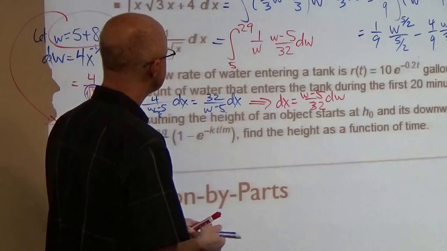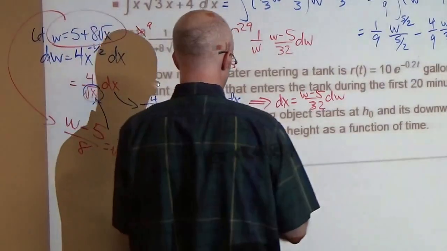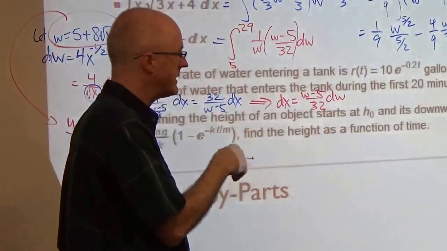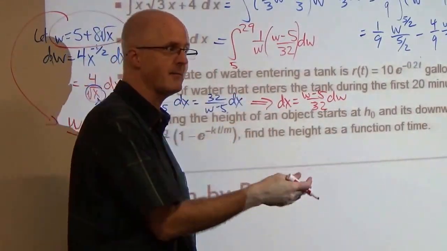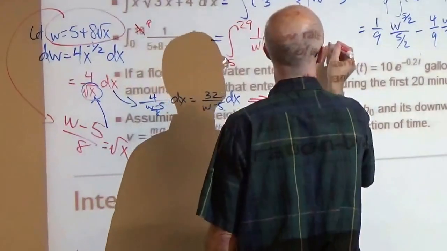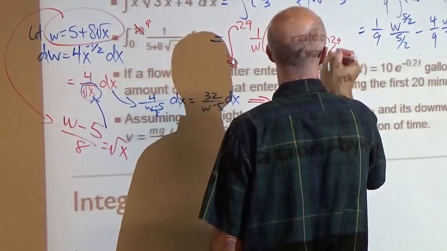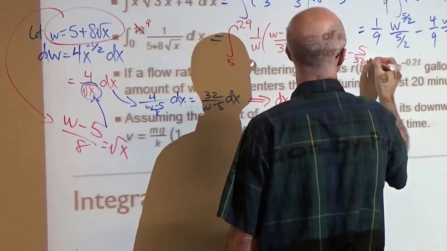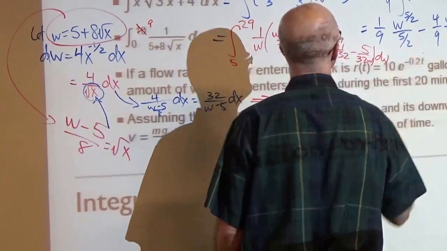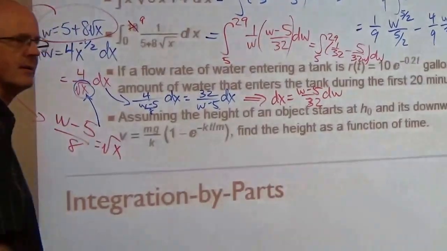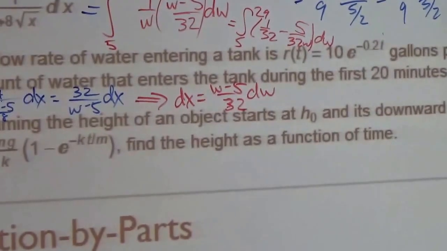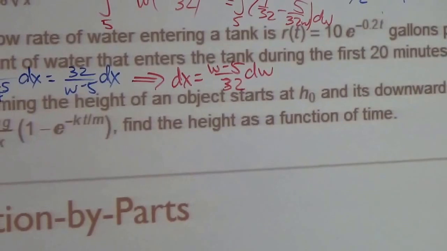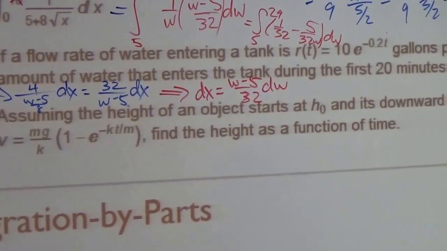Is this integral easy to do? Yeah, it's not too bad, actually. You can think of this as w over 32 minus 5 over 32, and you can divide everything by w. This becomes the integral from 5 to 29 of 1/32 minus 5 over 32w. Sorry, it's kind of a mess here. Hopefully the different colors help. This is not an ideal board. That's doable.